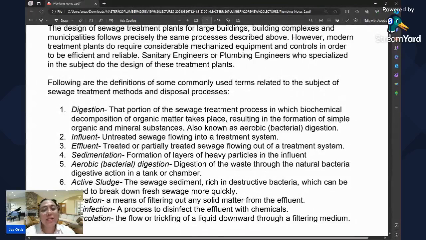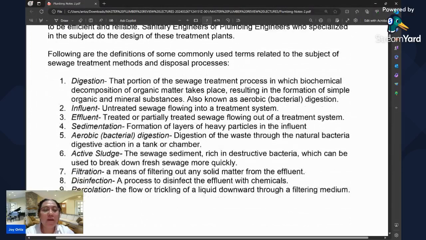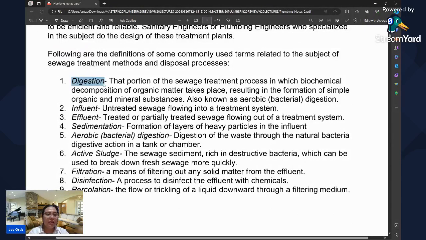So following are the definitions of some commonly used terms related to the subject of sewage treatment methods and disposal processes. First is what we call digestion. Digestion is the portion of the sewage treatment process in which biochemical decomposition of organic matter takes place, resulting in the formation of simple organic and mineral substances, also known as aerobic bacterial digestion.